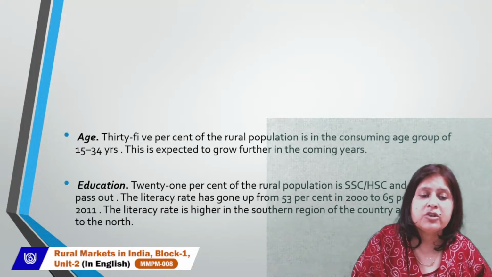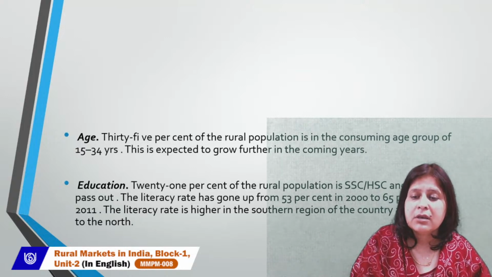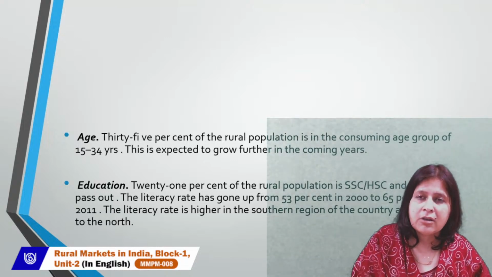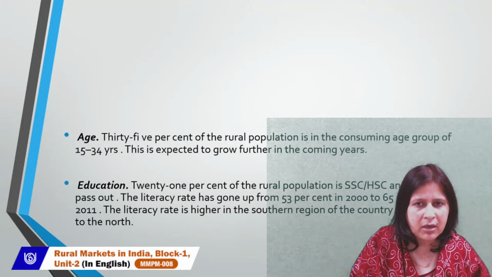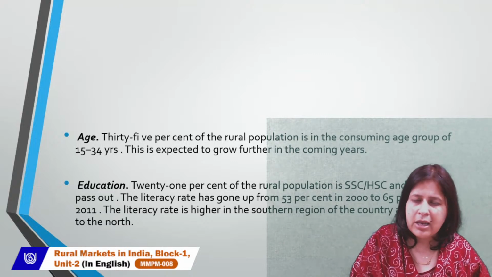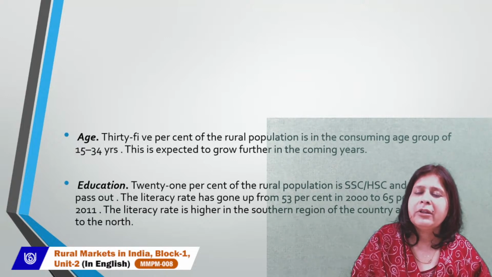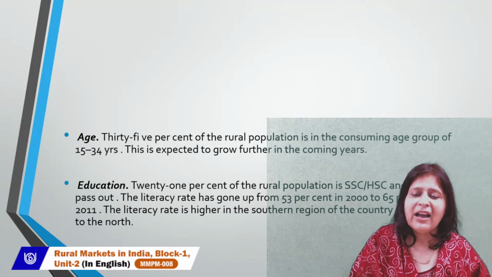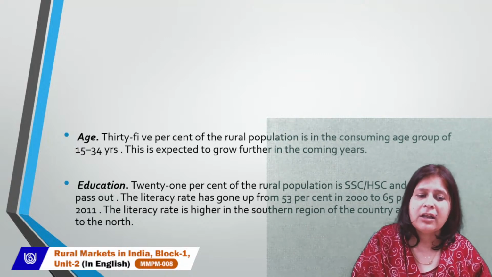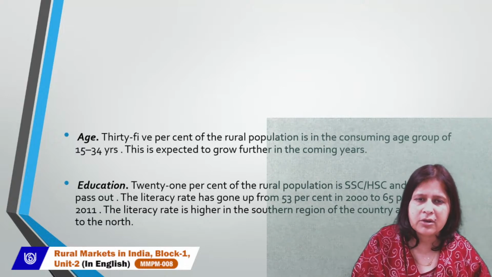Then comes the age. 35% of the rural population is in the consuming age of 15 to 34 years, and this is expected to grow further in the coming years. So age matters a lot because it is important to which age group you are offering your product. And as per the studies, 35% of the rural population is between the ages of 15 and 34 years.